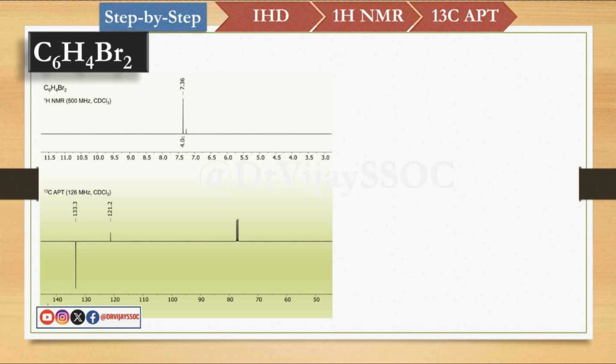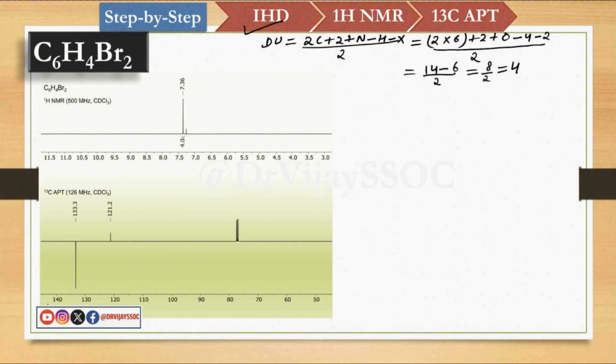So first we will calculate the index of hydrogen deficiency: 2C plus 2 plus number of nitrogen minus number of hydrogen minus number of halogen, divided by 2. 2 multiplied by 6 plus 2 plus 0 nitrogen minus 4 hydrogen minus 2 halogen, divided by 2. So it has 4 degrees of unsaturation. So it may belong to a benzene ring.